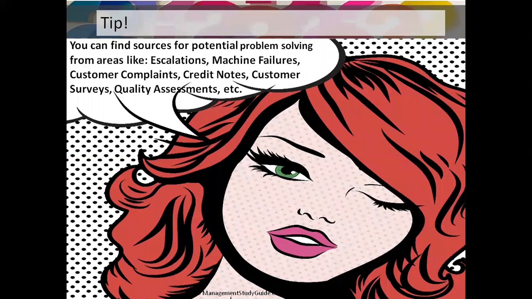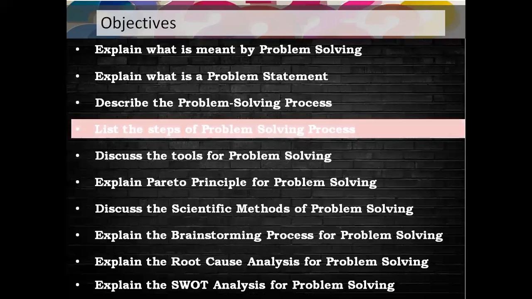Tip: you can find sources for potential problem solving from areas like escalations, machine failures, customer complaints, credit notes, customer surveys, quality assessments, and so on.